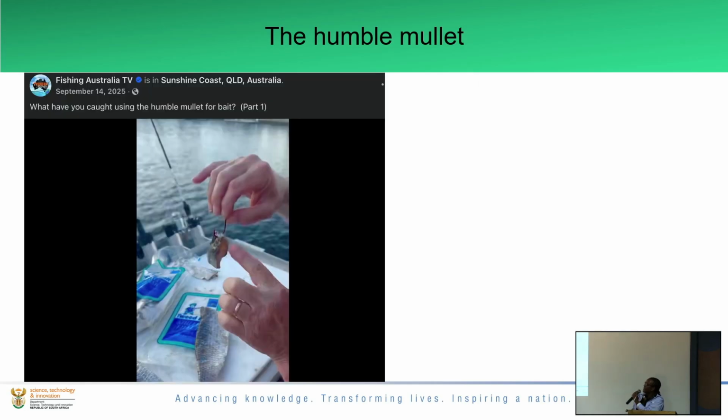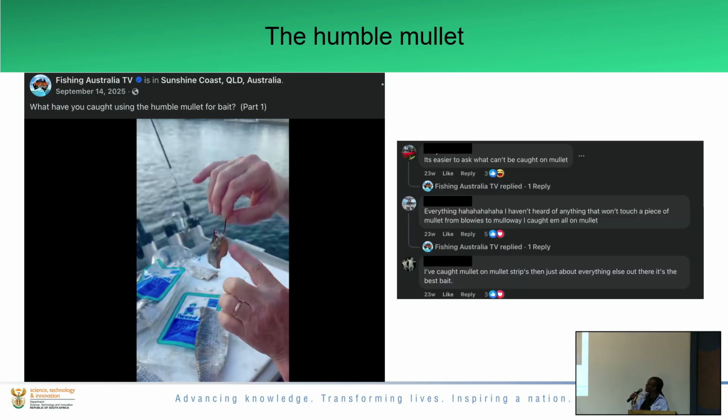We'll be talking about the humble mullet that I think everybody in this group should know. Because when you search on the internet and look at what species can be caught using a mullet, usually the answer you get is that almost everything can be caught on mullet. The right question to ask is what can't be caught on mullet. So, yeah.